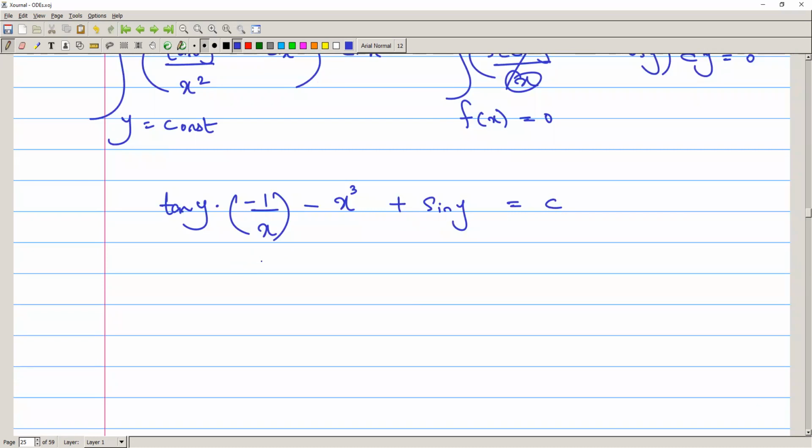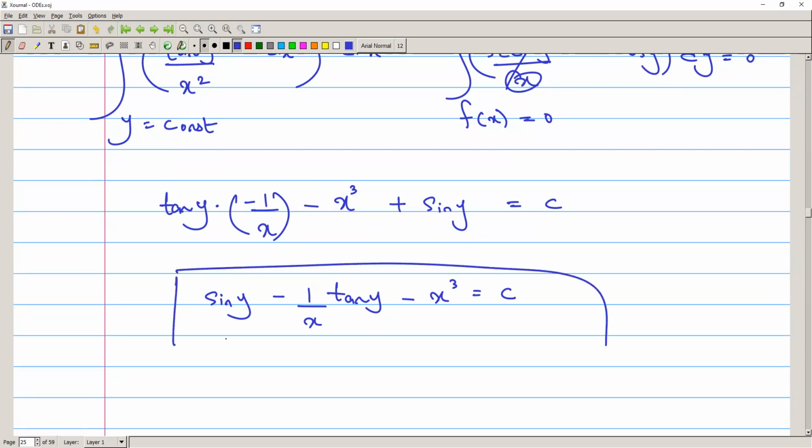So the final answer is sine y minus tangent y times 1 over x plus x cubed, equal to c, and that's what we need, the final answer. So I hope you understand this lesson, how to make these non-exact equations exact by using the substitution, by using the integrating factors, and by using the formula and looking at whether the formula is giving a function of x independently or not.